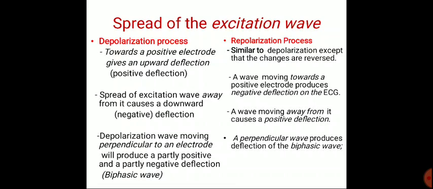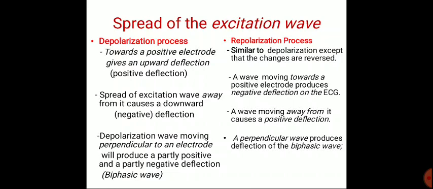Now, a depolarization wave that moves toward a positive electrode gives an upward deflection. If it moves away from the electrode, it causes a downward or negative deflection. If a depolarization wave moves perpendicular to an electrode, it will produce a partly positive and partly negative deflection, that is known as the biphasic wave.